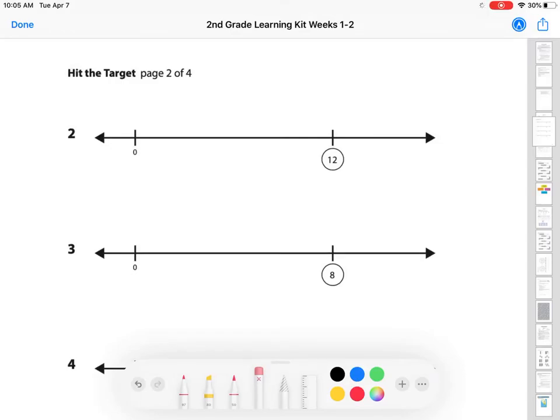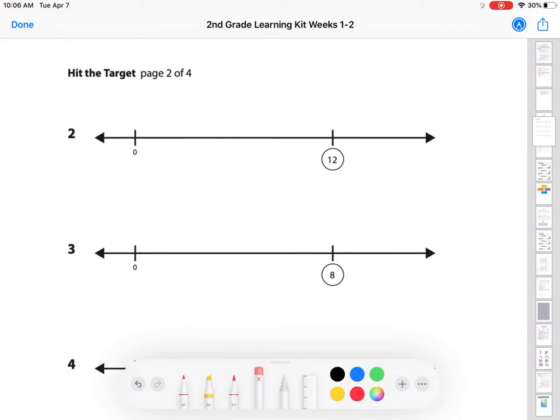Okay, let's take a look at hit the target. So this is a way of practicing using number lines to help us, again, solve addition and subtraction problems. It's building up the ability essentially for kids to do mental math. So let's take a look at one of these problems.